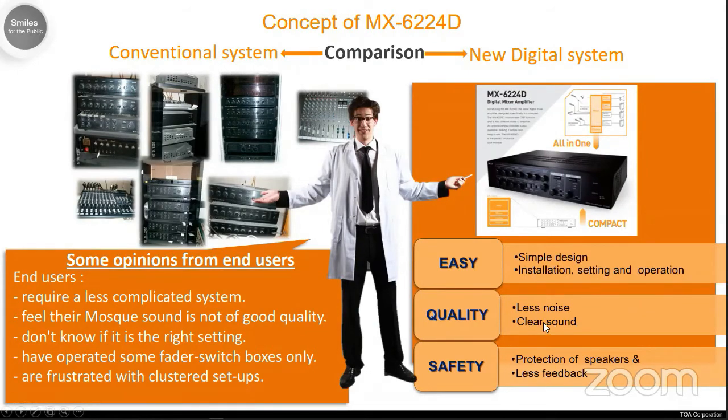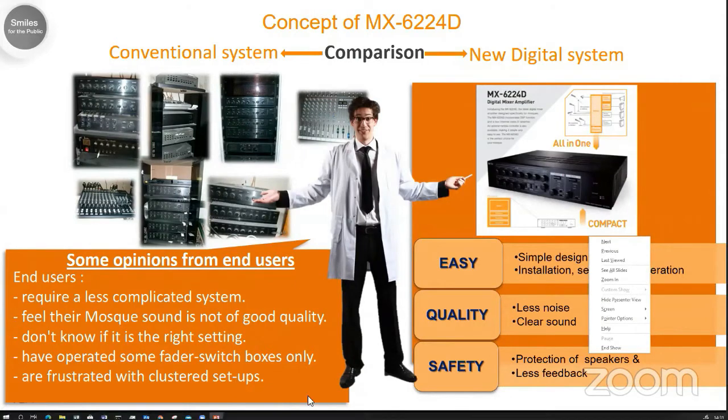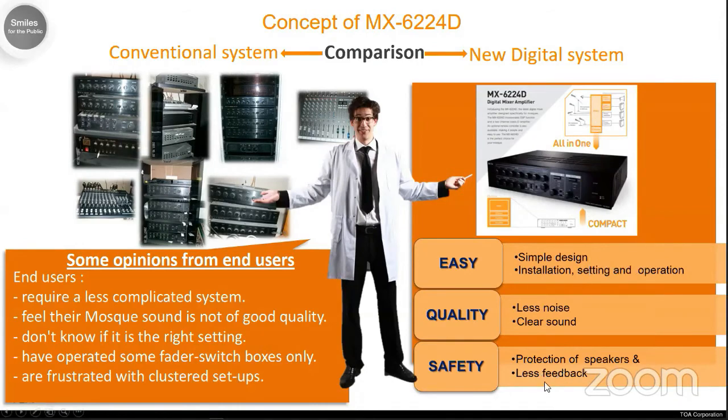The MX6224D, because it's a Class D digital amplifier with DSP, offers you quality sound, very crystal clear, intelligible sound, and less signal noise. Also, which is a big point for us, both technical and sales, it offers protection of speakers because it now comes with speaker equalization for the outside areas as well as for the inside areas. So it offers you safety on your speakers.